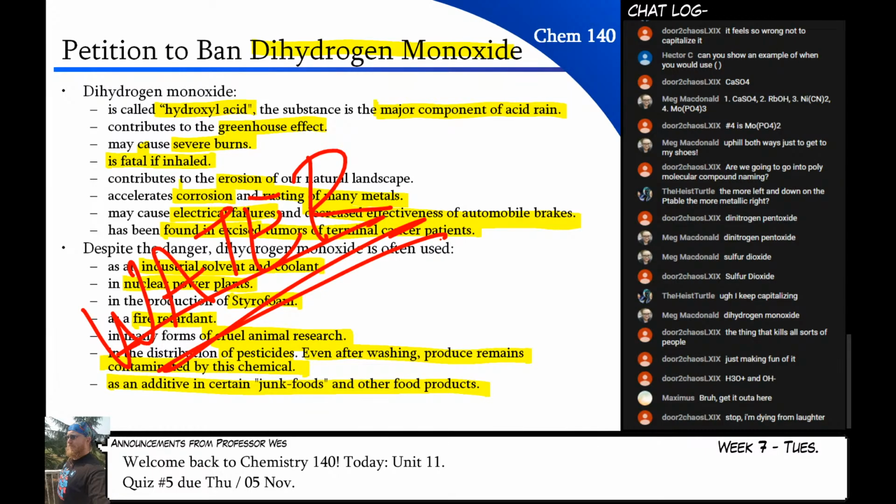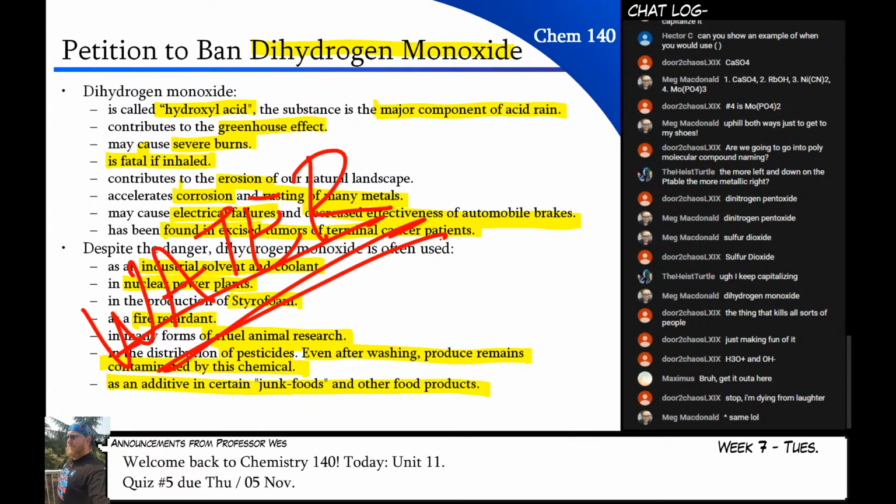That's why it's everywhere. So everything I've highlighted on the screen here is something that is spun in such a way that it sounds scary. Like, holy shit, major component of acid rain? That's really bad. Yeah, if 90% of acid rain is water, and the other 10% is the acid part, I mean, it's called rain for a freaking reason, right?